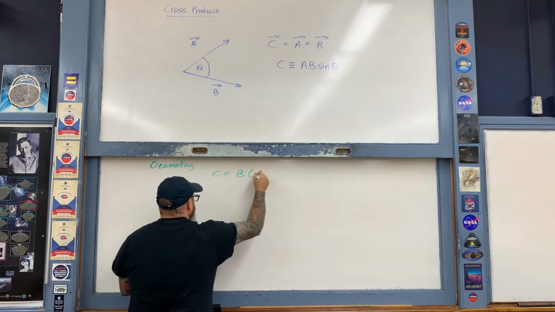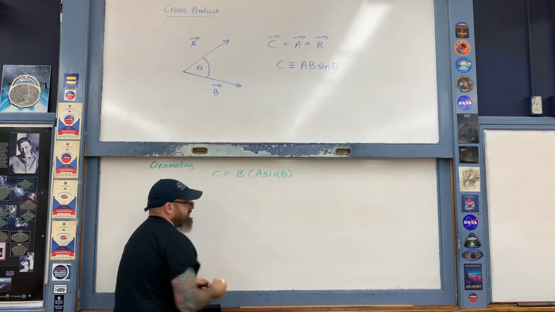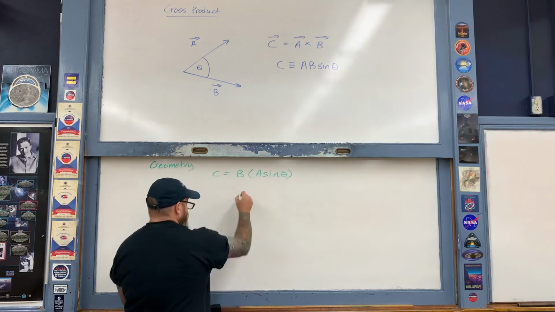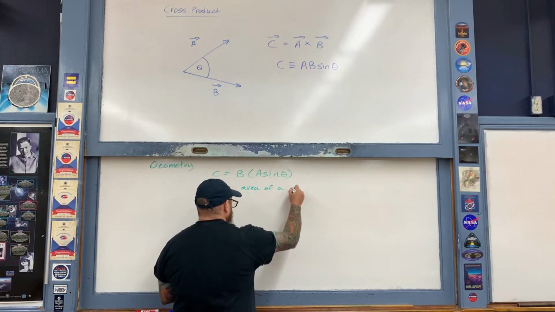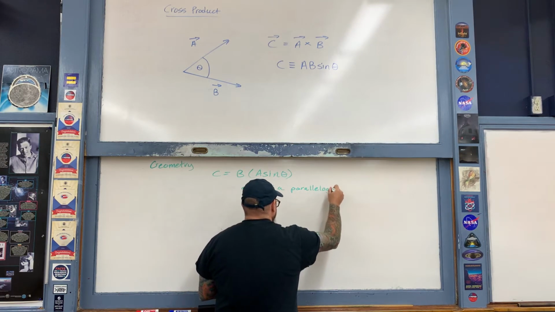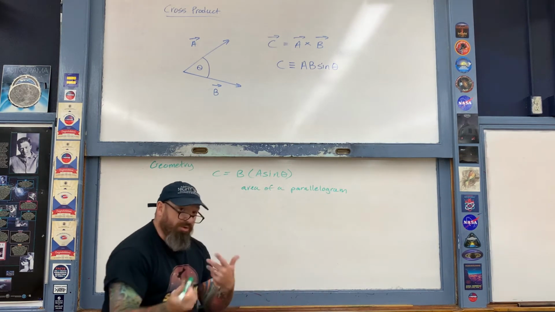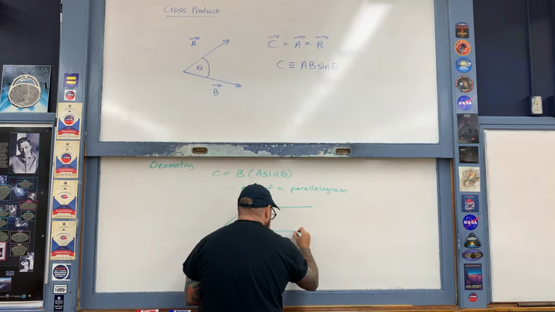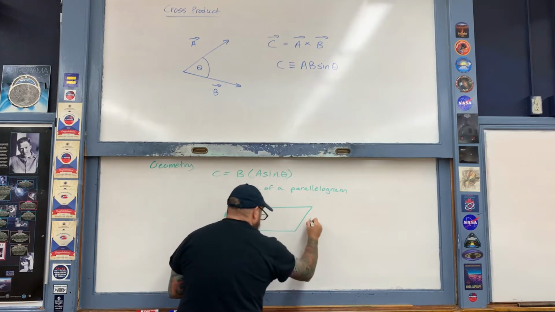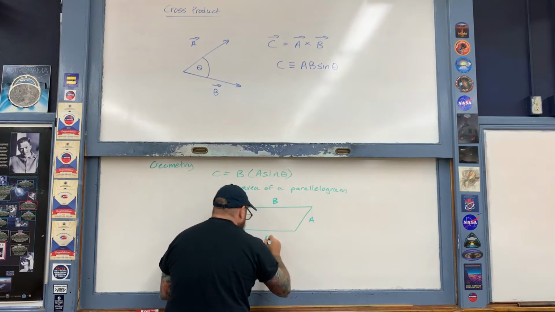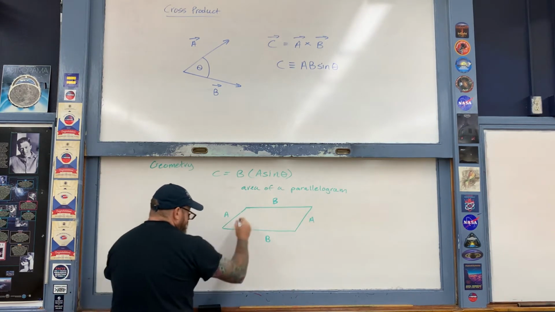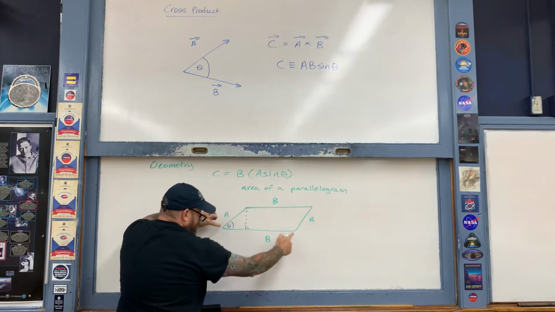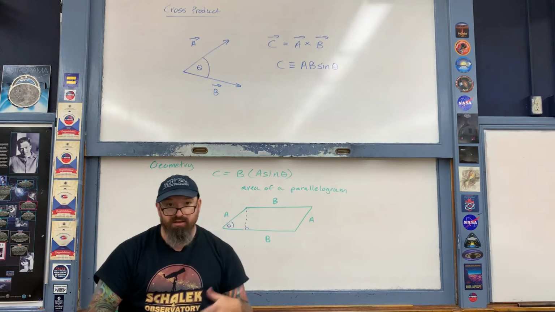So let me write it as B times A sine theta. Specifically, what geometrical figure is this the area of? It's the area of a parallelogram, which you saw in geometry in the following way. Right here is a parallelogram like so. Here is A, here is B, and then A sine theta is right here, where this is the angle theta. So A sine theta times B, if you recall, gives you the area of a parallelogram.